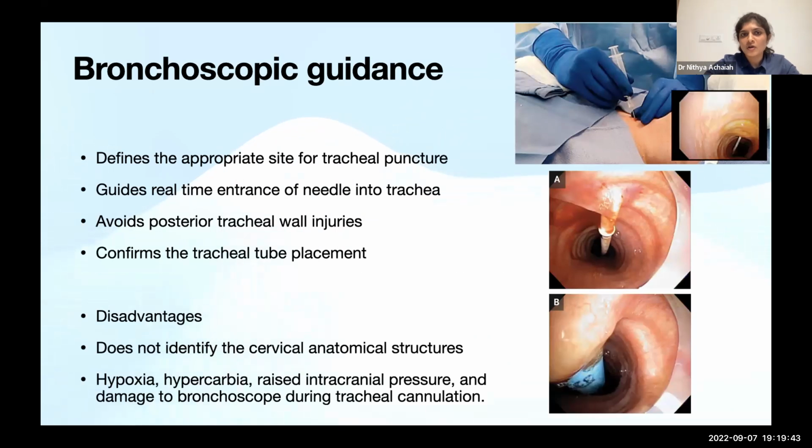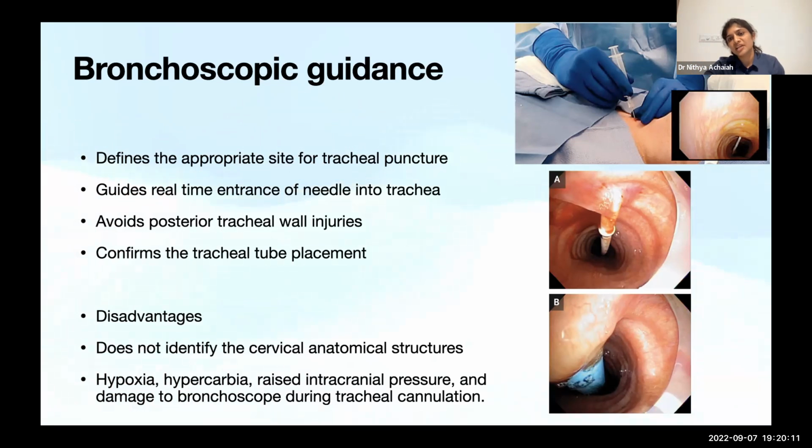Another technique is the bronchoscopy guided technique. So here, the advantage is the appropriate site of tracheal puncture can be identified, and also real-time entrance of the needle into the trachea. So the bronchoscope will be positioned inside the trachea, so the entry of the needle into the trachea can be visualized. The advantage mainly over the other techniques is that it avoids the posterior tracheal wall injuries.